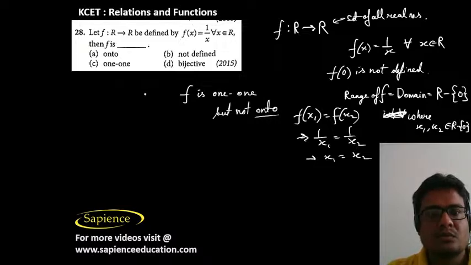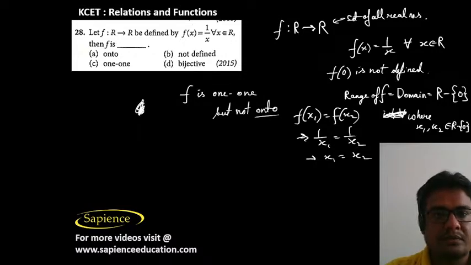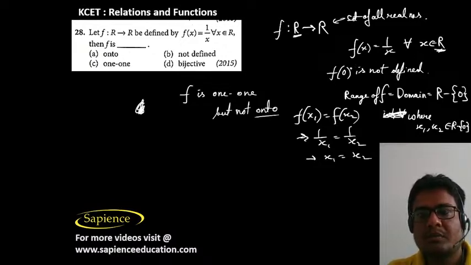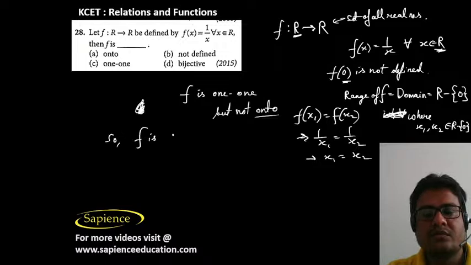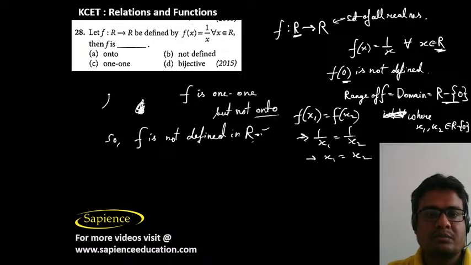Okay, so question 28. Here R has been told as the domain of the function, but f of 0 is not defined, so we should tell that the function f is not defined in the given interval R. We should tell the domain as R minus 0. So therefore option B is the correct answer.